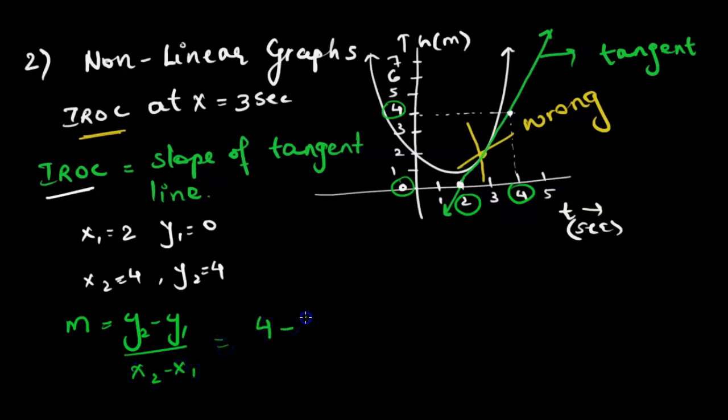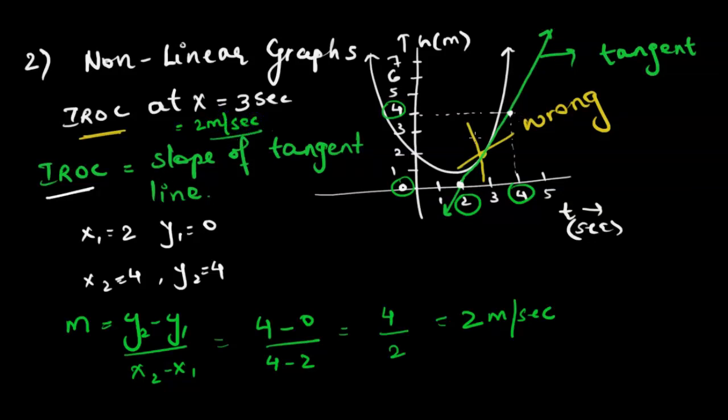y2 is 4 minus 0. x2 is 4 minus 2, so we get 4 over 2, which is equal to 2. Now what we did is, we found out the slope of this line. Because this line passes through the curve at this point, automatically we get the slope of this curve at x equal to 3. So if we want to write the units, this is 2 meters per second. We would say IROC at x equal to 3 seconds is 2 meters per second. And this is how we find out IROC.